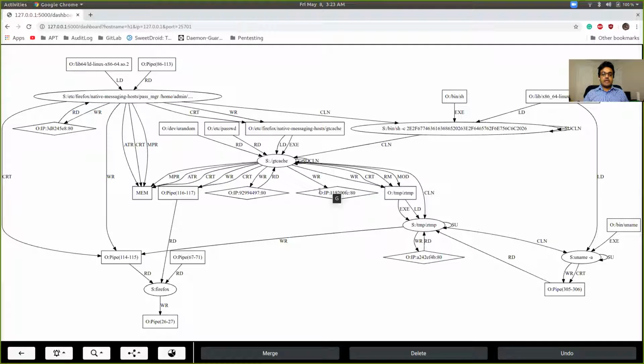From the attack graph, we can see that a compromised Firefox plugin drops a payload called GTCache in the system that gets executed. The GTCache process later gets its privilege escalated and downloads another file, ztemp, from the network. This process performs some recon and also exfiltrates the information through the network.